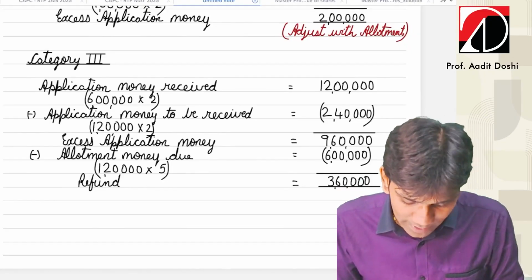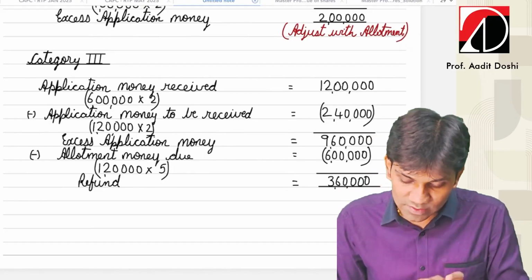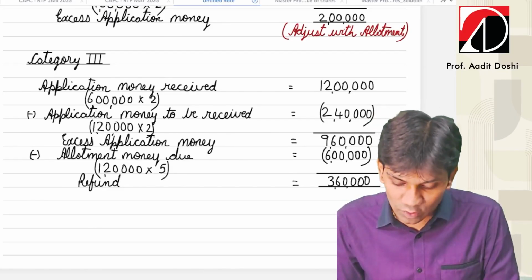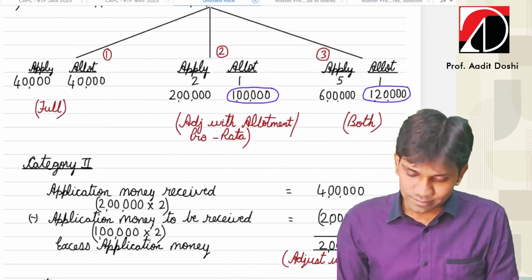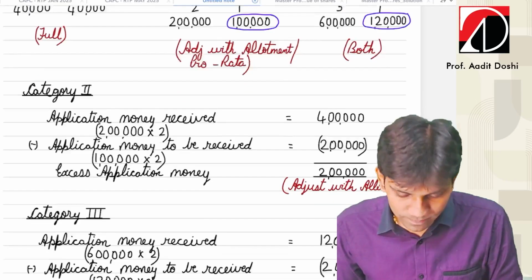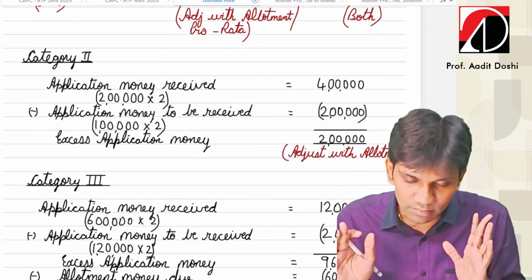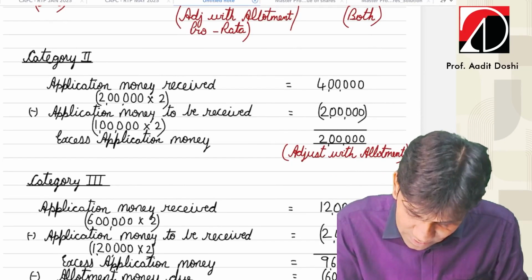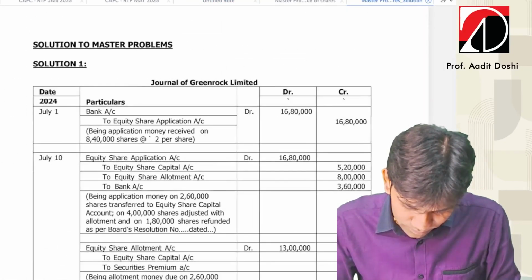So 6 lakh into 2 is 12 lakh, minus application money to be received, 1 lakh 20 into 2, 2 lakh 40. So excess money is 9,60,000. Out of that, on allotment we are supposed to receive 1 lakh 20 into 5, 6 lakh. So the balance money is refunded. Simple and sweet. Is it clear? Now this working is over. Now the only part left is solving the sum and entries. Let's start with the entries. I prepared a solution for you people. This is the solution.